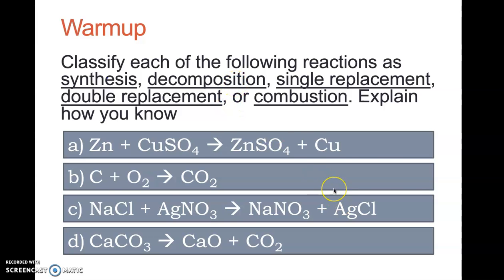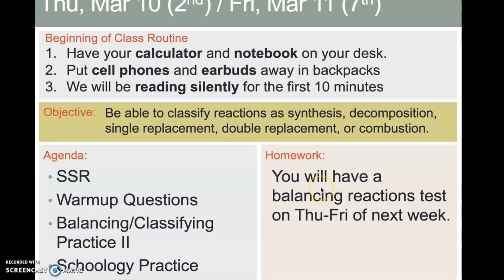All right, now here's what I'd like you to do for the rest of the period. First of all, the sub will pass out balancing and classifying practice. So there are 4 equations for you to balance. Make sure you show your work. You can show your work using any of the 3 methods we've talked about. And then also decide which type of reaction you think it is. So that's going to be due by the end of the period. You're going to turn that in. And then when you're finished with that, there's a Schoology practice for you to do.